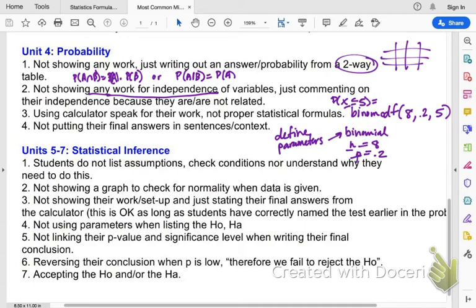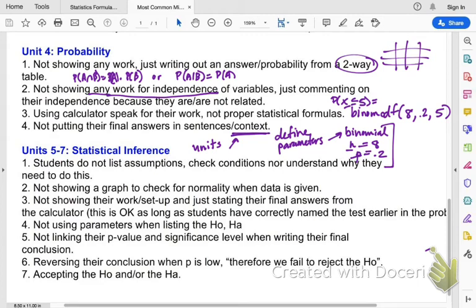And that would be for normal, for binomial. But if this were just your answer, I can't guarantee you that you would get credit for it. You would need to define the parameters as well. Another mistake is not putting their final answers in sentence or context. So make sure, like, units, if it's saying what's the expected value of children, you would want to say 2.4 children. So always giving your context.